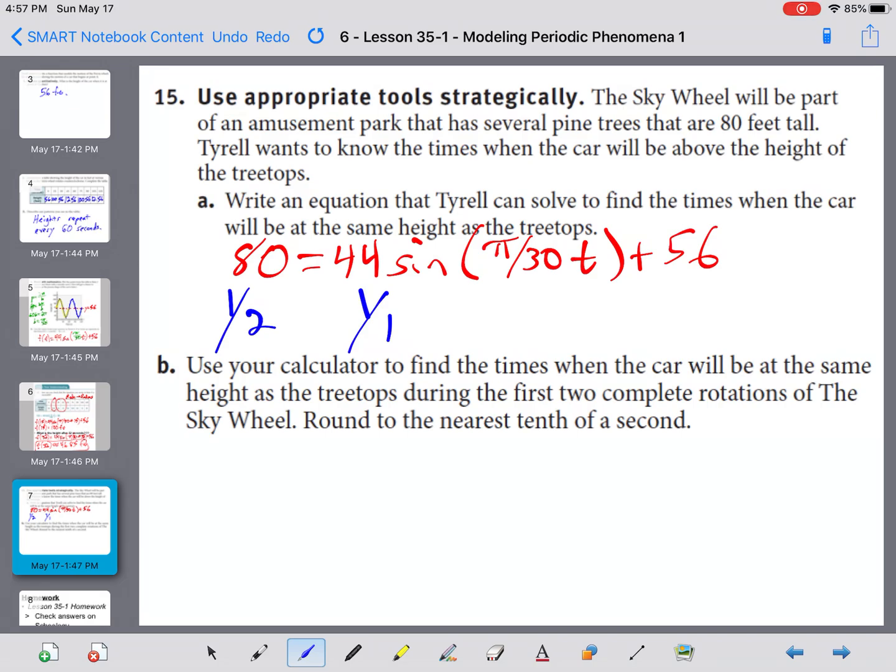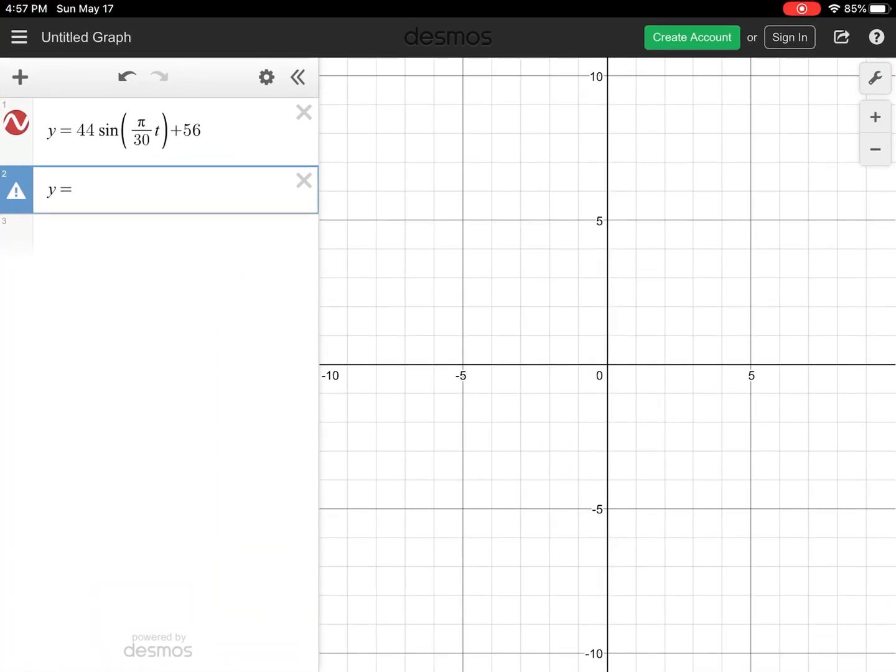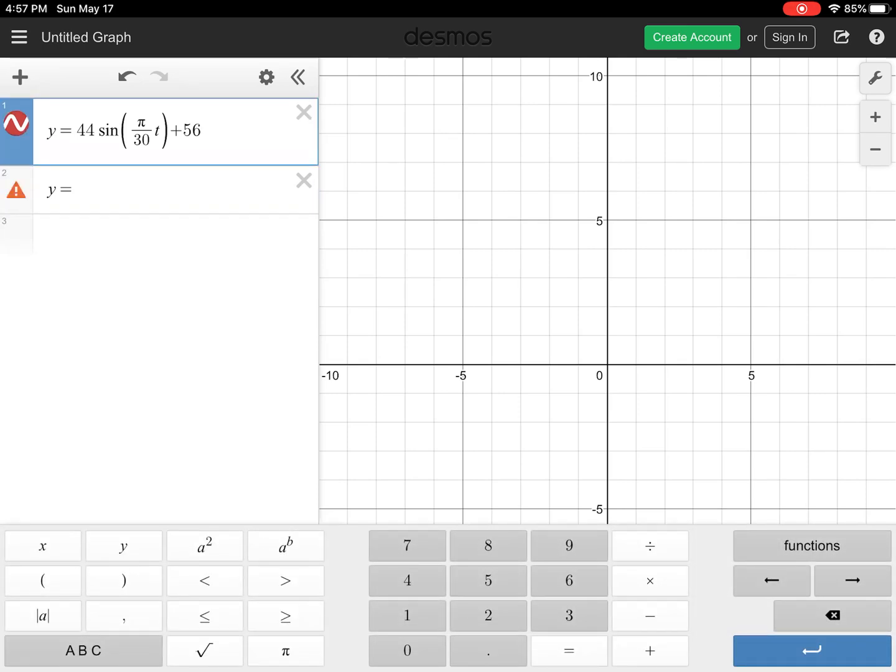So if you're using the TI, go ahead and type it in. Make sure, again, that you're in radians. If you're using Desmos, I'll show you what you should see here. Okay, so here I have y equals our function up top. Now, when you type these in, it's pretty straightforward.